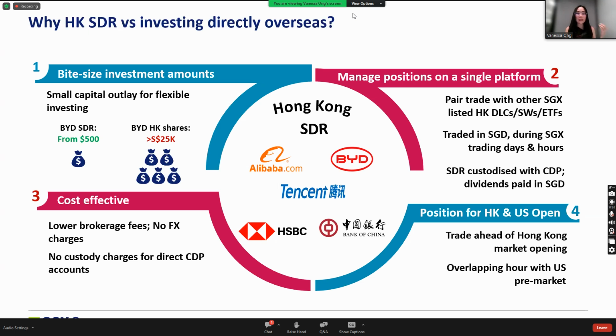Furthermore, one of the natures of the SDR suite is the cost effectiveness associated with it due to the lower brokerage fees and no FX charges for the investment products listed on SGX. And lastly, other than the convenience and affordability of our SDRs, our SDR suite also allows investors to flexibly position for overseas news flows, especially for the Hong Kong and US opening. So SGX actually trades ahead of the Hong Kong market opening timings at 9:30 a.m. And we also overlap with that of US pre-market, which allows investors to use the Hong Kong SDR to position for overseas news flows in Hong Kong as well as US.